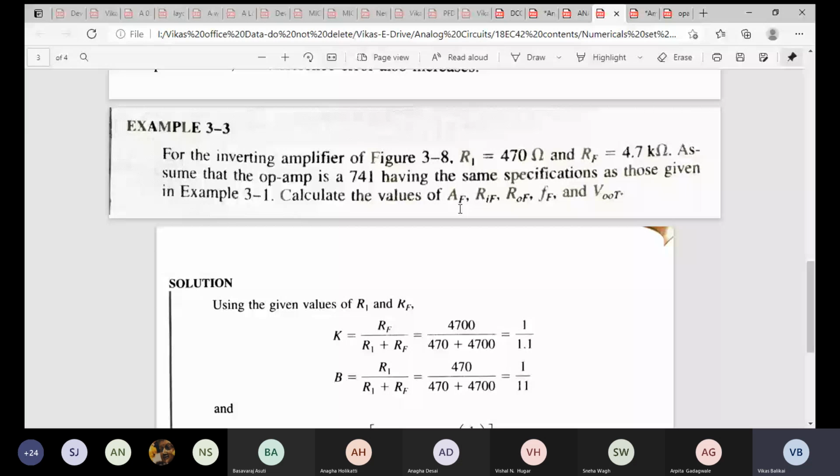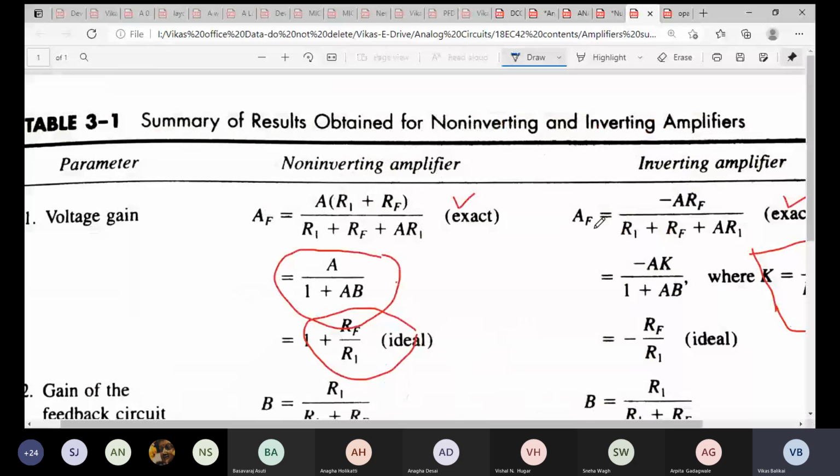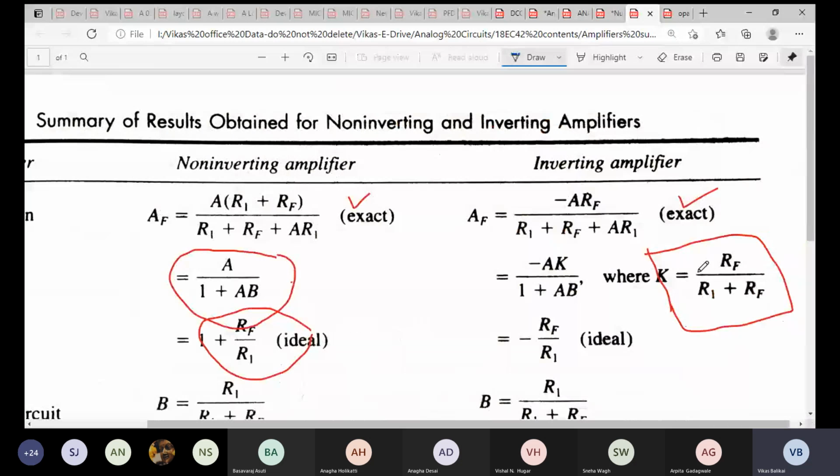But the difference here is that rather than giving the non-inverting configuration, he is giving us the inverting configuration. So in the inverting configuration problem, just one thing you should remember here, the aspect we calculate with respect to K, the attenuation factor. So beta will be R1 divided by R1 plus RF, K will be RF divided by R1 plus RF.